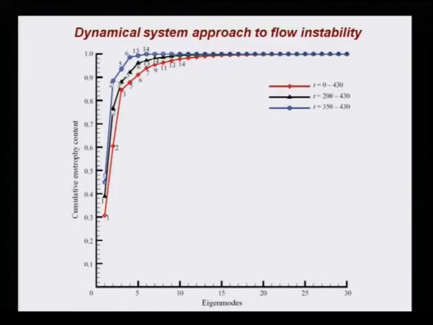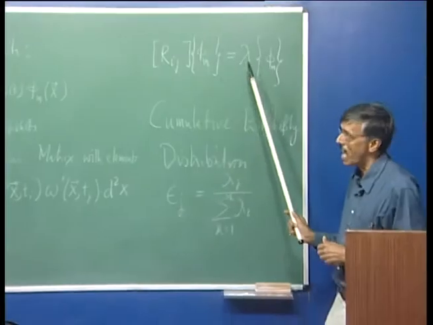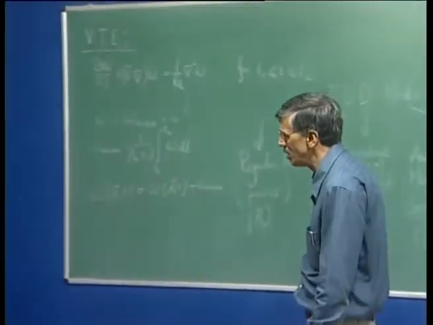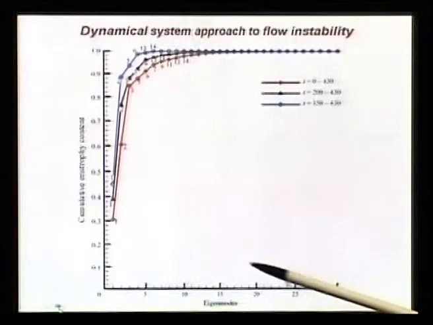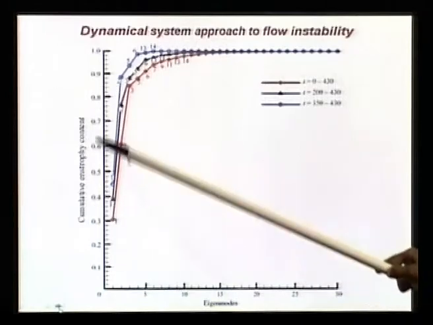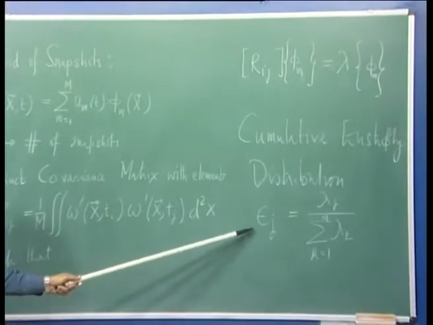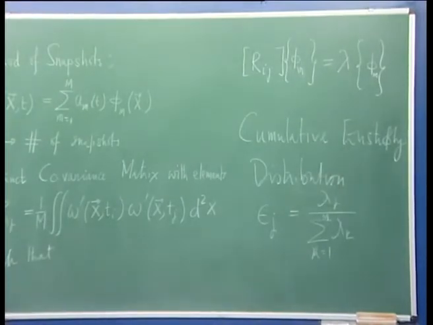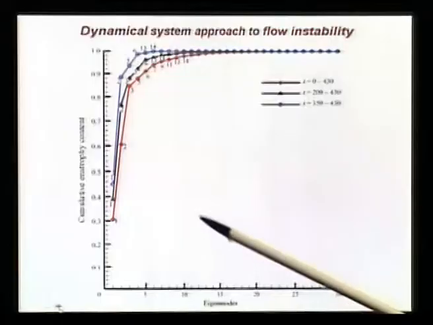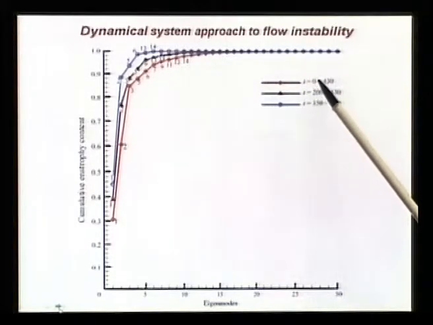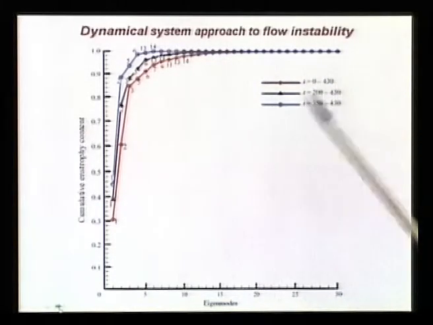Now, if I calculate these lambdas and plot them, what am I doing? I am actually summing up these epsilon j's slowly. So for the 3 data sets, I am showing you the result. The red curve corresponds to the full data set from 0 to 430.